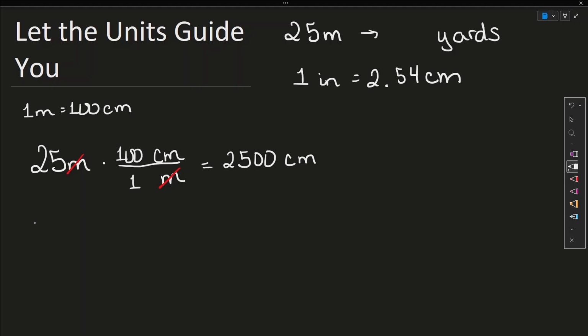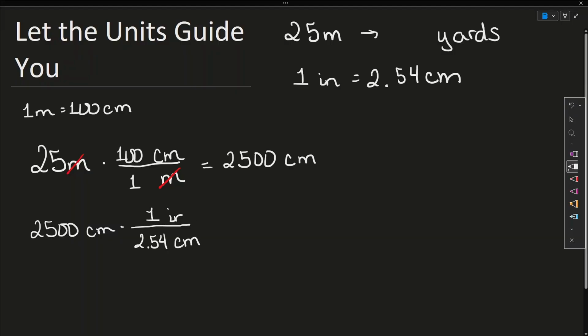Next, we're going to convert to inches. We know that 2.54 centimeters is equal to 1 inch. We put the centimeters on the bottom because those are the units we want to cancel. That gives us approximately 984.25 inches.